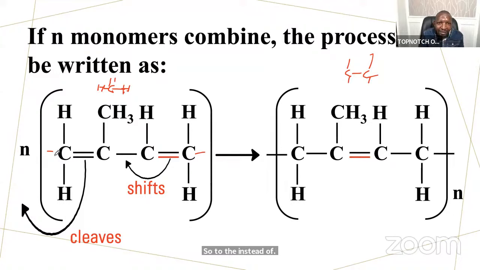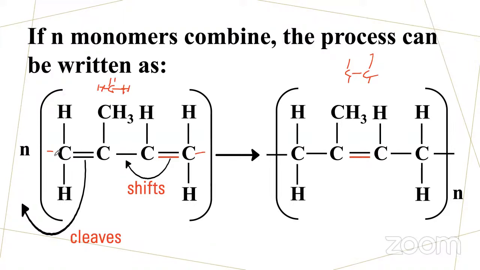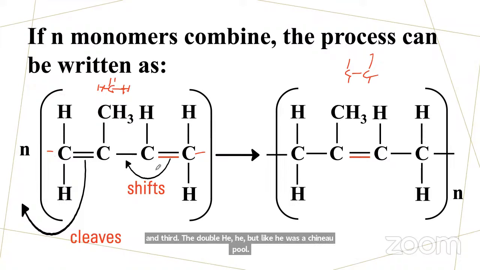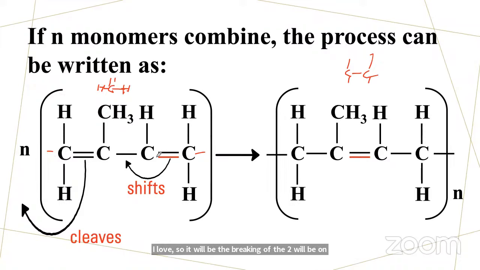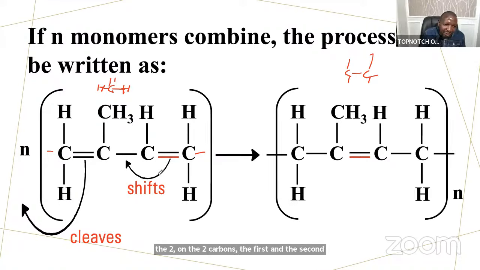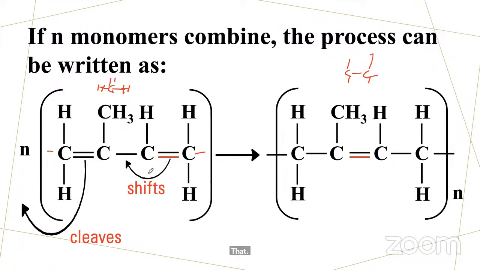I'm saying that instead of shifting the double bond to between the second and third carbons, the double bond remains, and the breaking will be on the two carbons, the first and the second. No, there's no other way. That's the only way; otherwise you're going to come up with another compound.